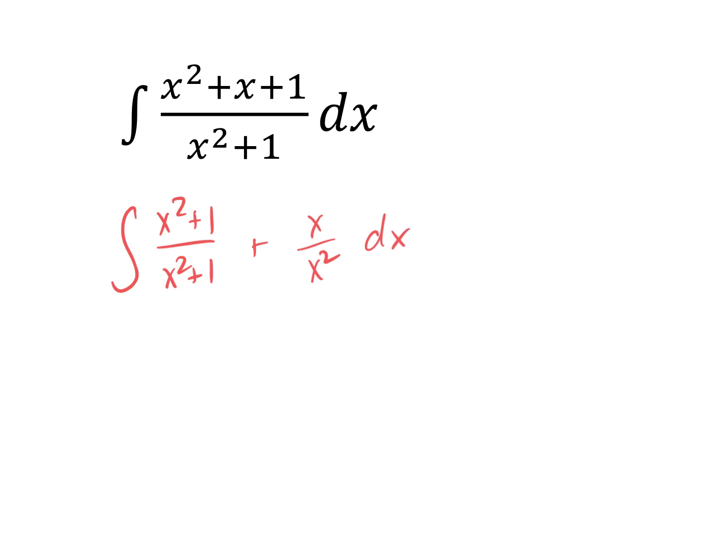Why is this easier? Because then it's just 1 plus 1 over x. Why is it just x squared under the x, and not x squared plus 1? It's not. Okay. So it's not 1 over x.